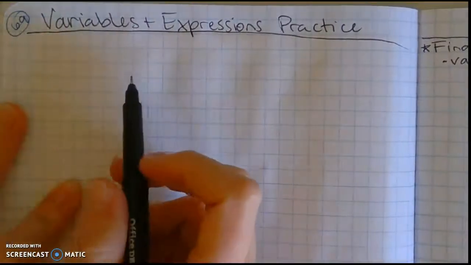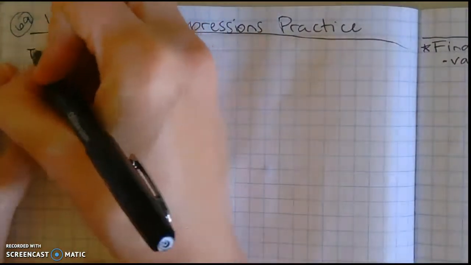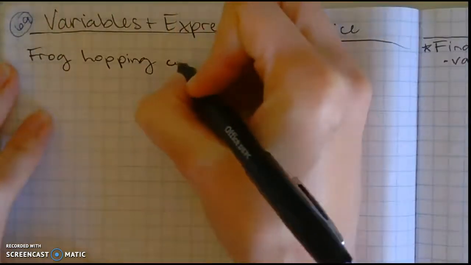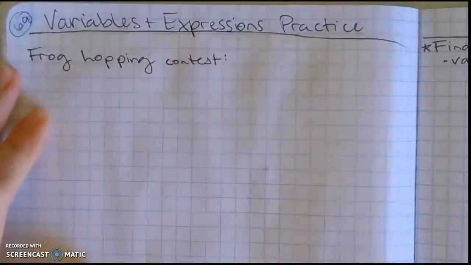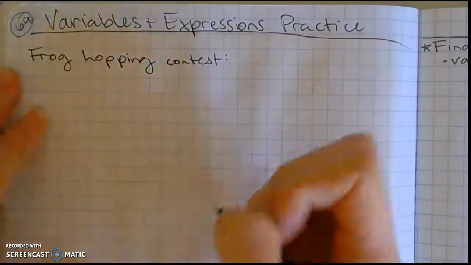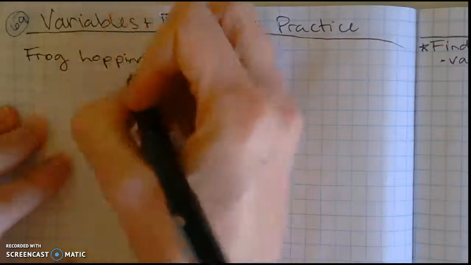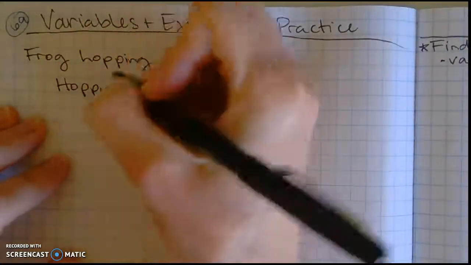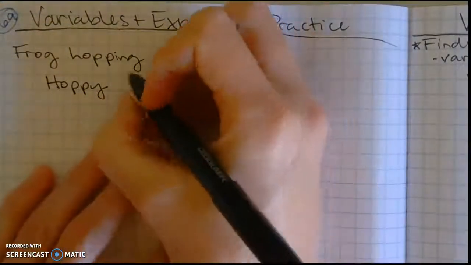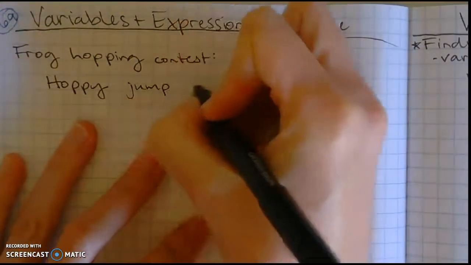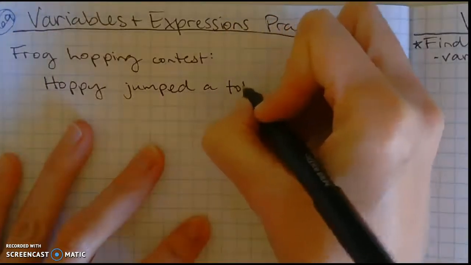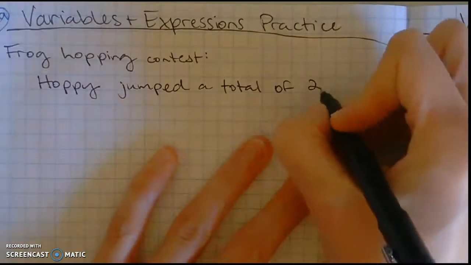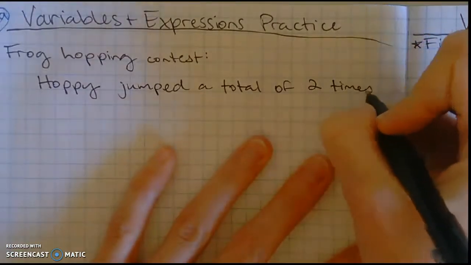Okay, so we're gonna just do this frog jump. So let's go back and we're doing frog hopping contest. Because again, if we were in class, we would be doing this with frog hopping. So I have my frog, and I know, let's say we call him Hoppy. They're real creative with their names in the book. So Hoppy jumped a total of 2 times. Okay.